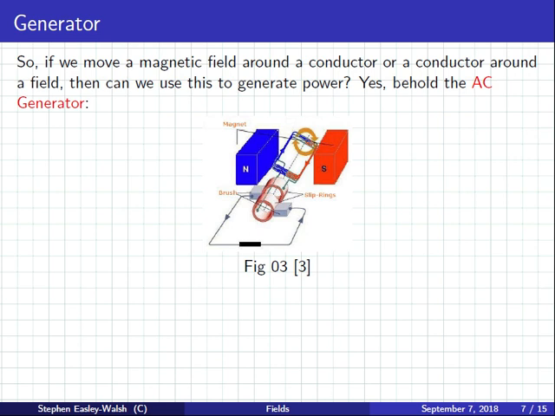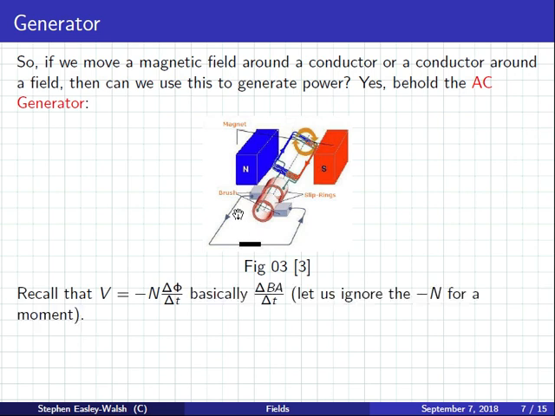This is the AC generator. Now what's interesting, if we look at this, the flux here is equal to BA. Let's not worry about the minus N, just forget about the minus N, okay? This is BA. Now what's changing here, the B or the A? Is the A changing? No. Only the B is changing. Okay, so fine.